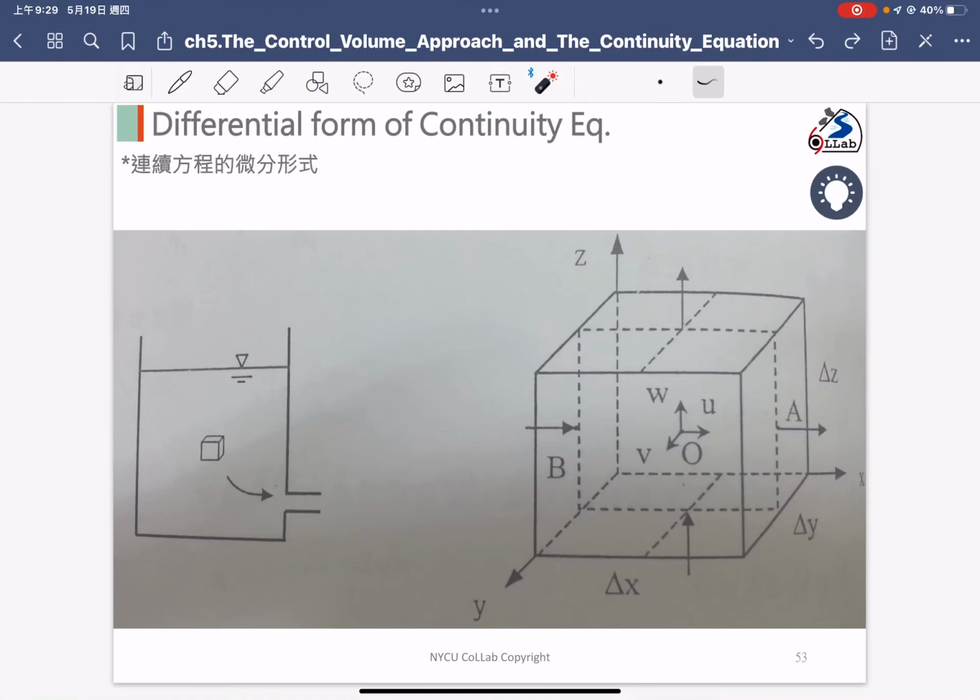Okay, welcome back to the class. So, in the following slide, I will introduce the differential form of the continuity.